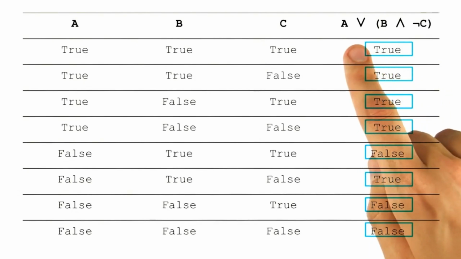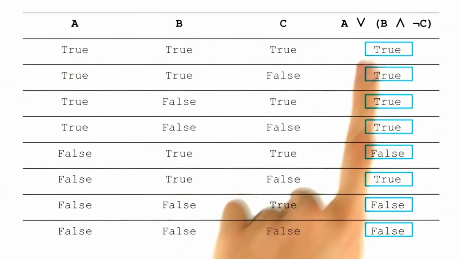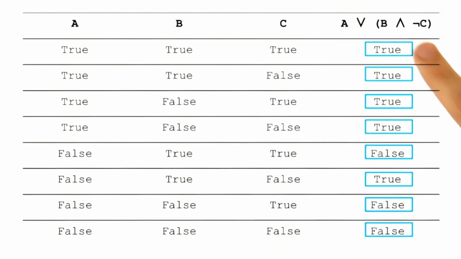David, what did you come up with? From the beginning, we start with A or something. So as long as A is true, then we know the result is true. We don't even care about the rest of it. When A is false, then we need to look at B and not C. Because this is an and, we need both B and not C to both be true. So when B is false, we can go ahead and say this is false over here. And when not C is false, we can go ahead and say that this is false over here. Not C is false if C is true, so this is also false. So our only other answer that's true is that row right there.